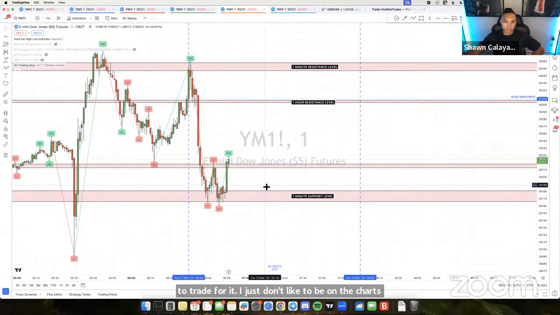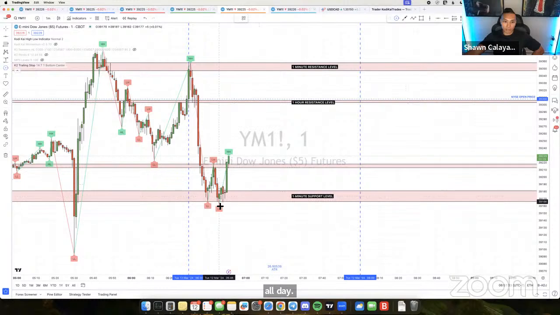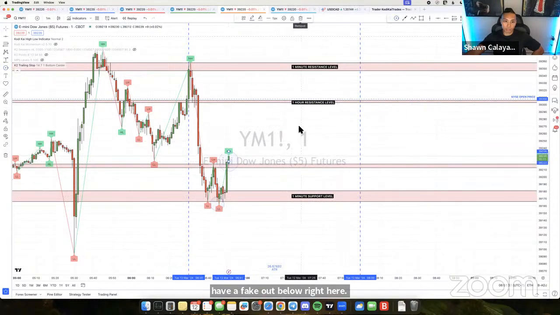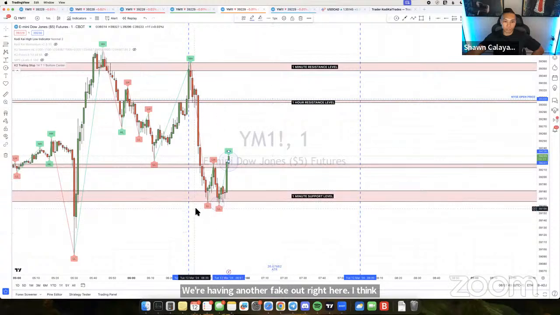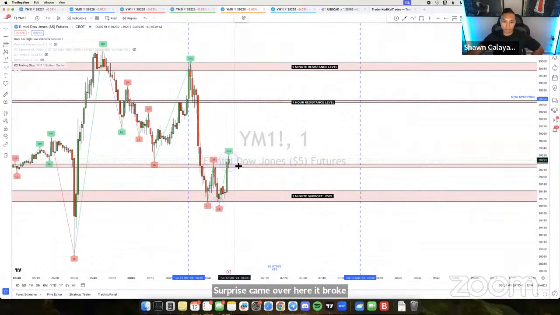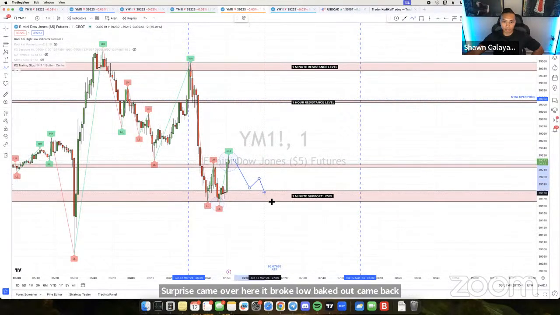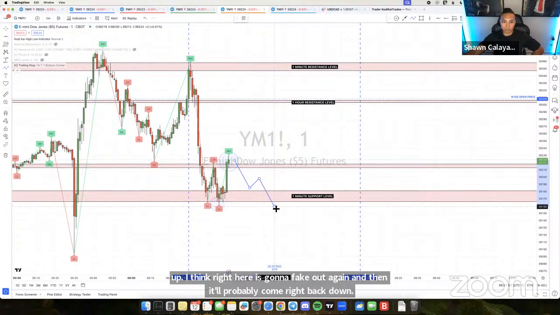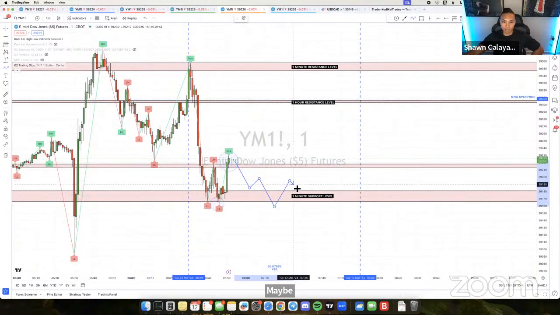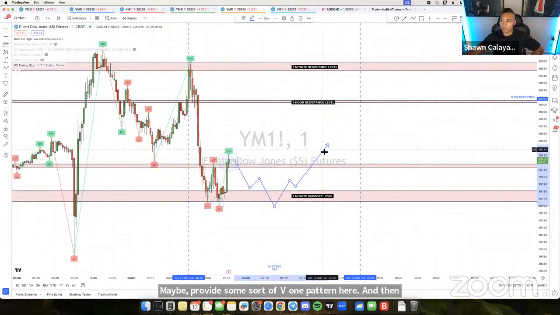All right, so we're getting the fake out right here. We have the fake out below right here. We're having another fake out right here. I think price is going to pull back into the range. So price came over here, it broke the low, faked out, came back up. I think right here is going to fake out again, and then it'll probably come right back down. Maybe provide some sort of V1 pattern here, and then correction back up.